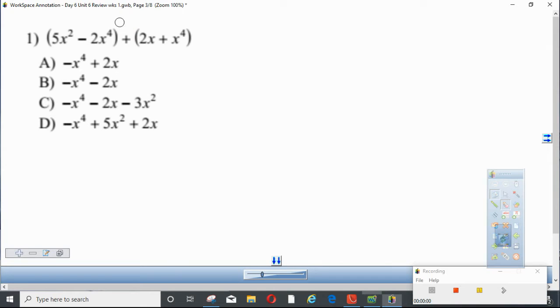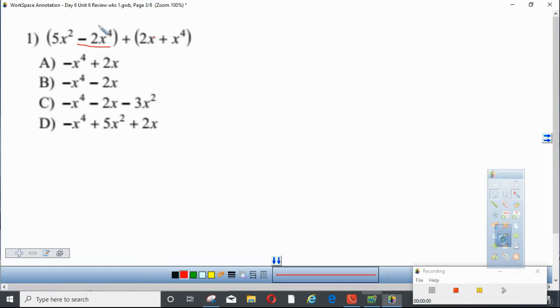When you're adding, we look for the biggest exponent first. Remember that the little numbers right here are exponents. We're going to look for the biggest exponent in this problem, and 4 is the biggest exponent. So the first thing I'm going to take care of is this right here, because it has the exponent 4, and that's the biggest exponent.